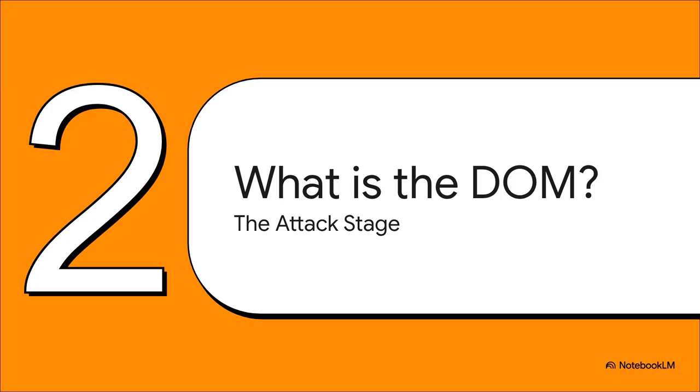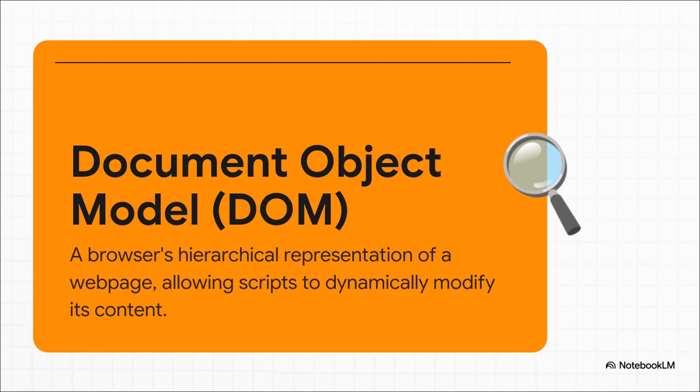Okay, so to understand the crime, you gotta know the crime scene. Let's talk about the stage where this all plays out, the DOM. So, what is the DOM? You can think of it as a live blueprint of a web page. It's what JavaScript uses to do all its cool dynamic tricks, like updating a live score or showing you new notifications, all without you having to hit the refresh button.